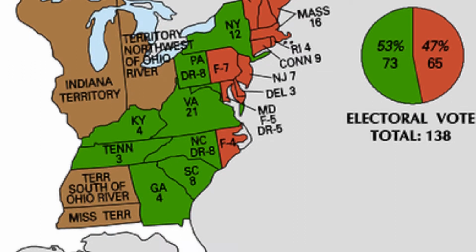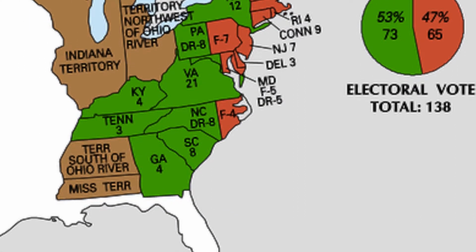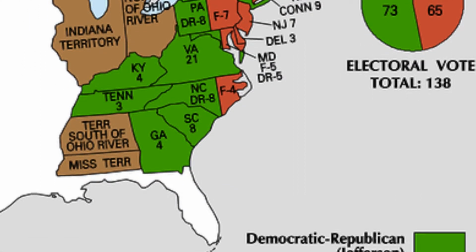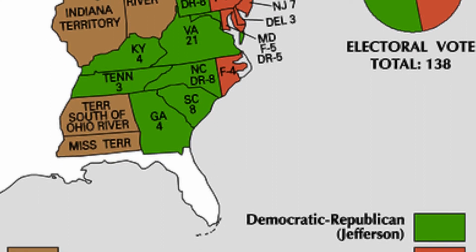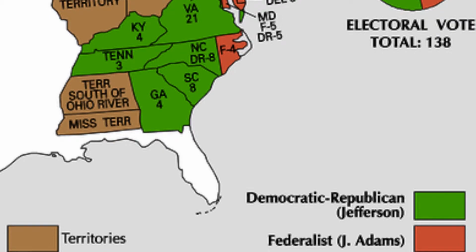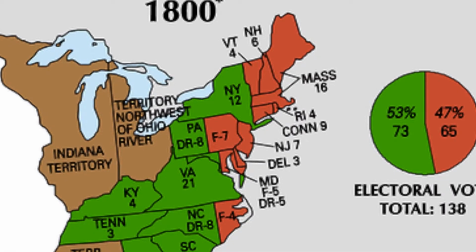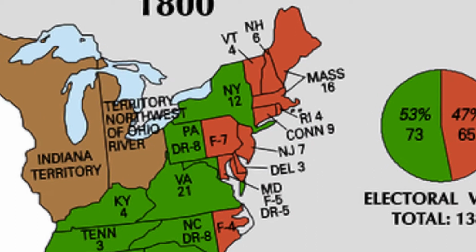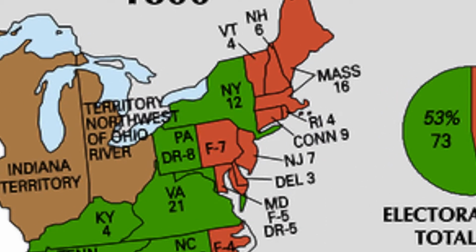Look at the difference here. Adams continues to carry the electoral votes of most of New England and some of the mid-Atlantic states, and even a few votes in North Carolina. But look what's happened. Jefferson has held on to the votes that he had earlier for the most part, but he's added New York State to the Anti-Federalist column.